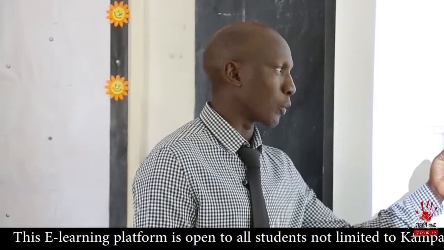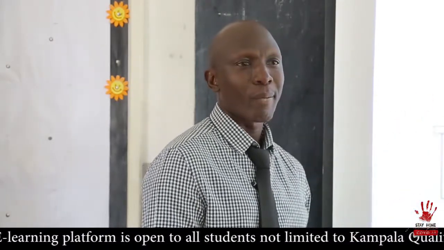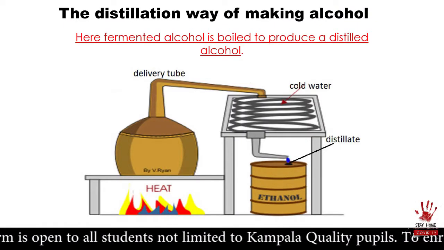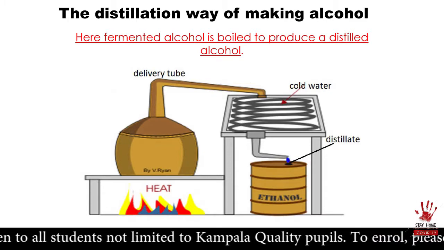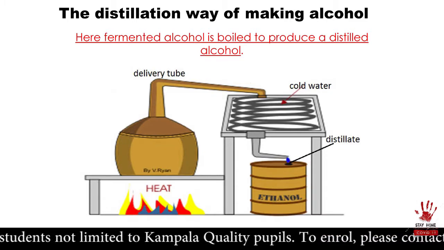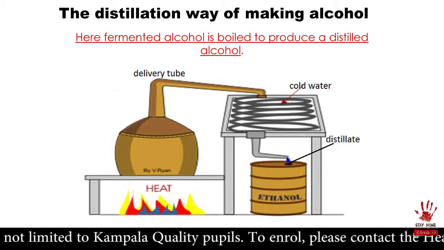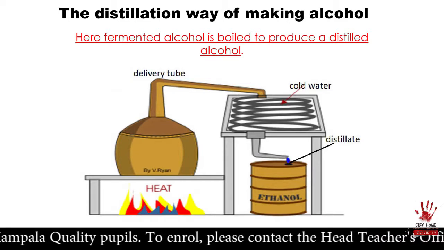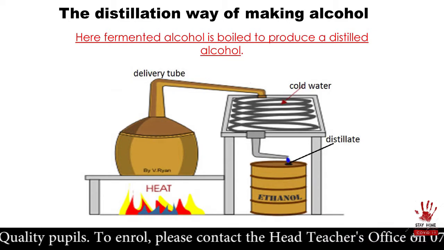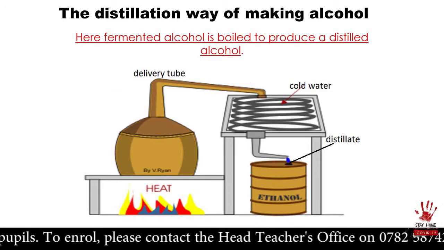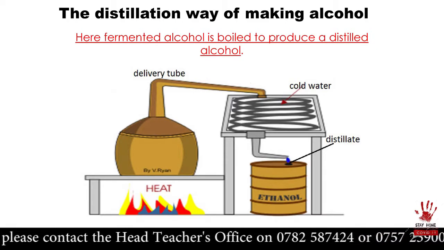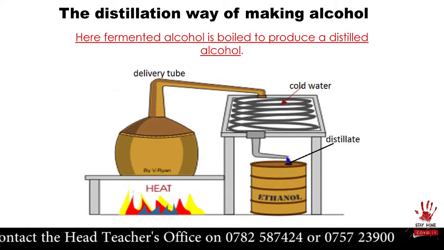So you are going to heat this crude alcohol here, which is fermented alcohol actually, and then it's going to evaporate. So in the first container here, we are going to see evaporation taking place. As you heat the fermented alcohol, it will evaporate. When evaporating, the vapor goes through the delivery tube, and that vapor is going to be very hot. Reaching the second container there, where you can see the cold water, it's going to cool and condense. So the cold water will help to cool and condense that vapor. After condensing, it's going to be collected as pure alcohol, which I told you we call a distillate.